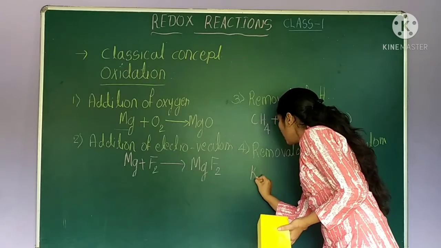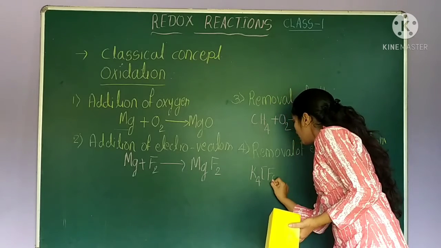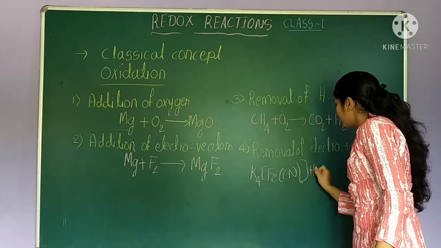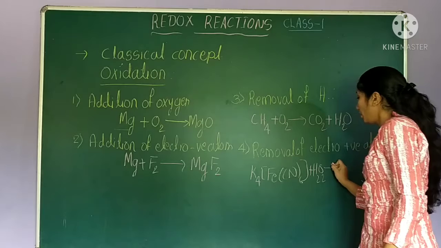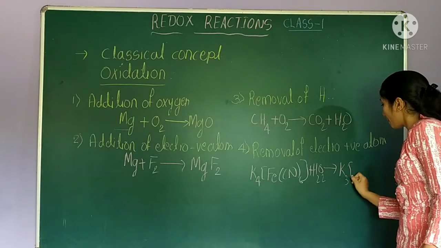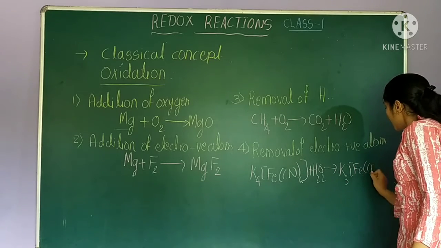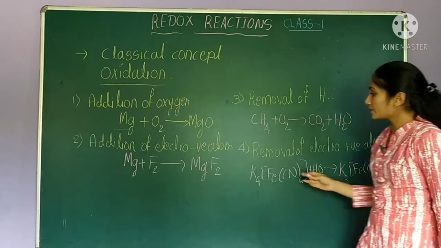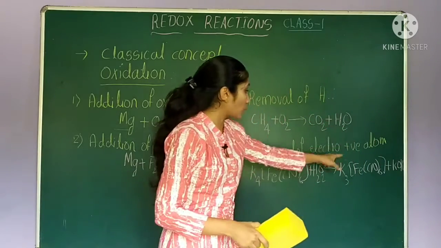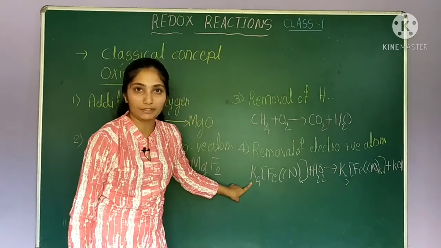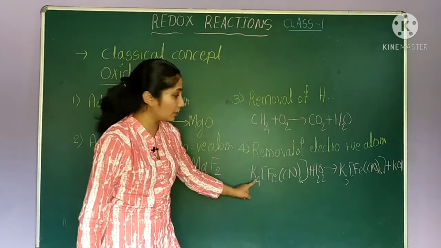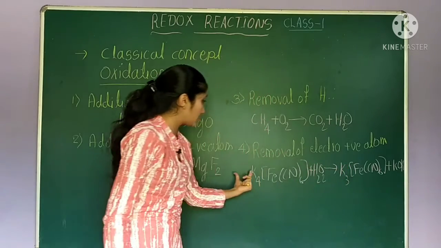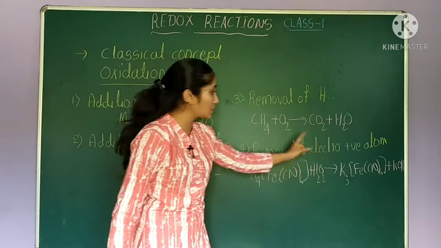Example is K4Fe(CN)6, that is potassium ferrocyanide. When it reacts with H2O2, it will form K3Fe(CN)6 plus KOH. So this is removal of electropositive atom. Here potassium is the electropositive atom. There are 4 potassium on the reactant side, but on the product side there are only 3 potassium. So removal of electropositive atom is also oxidation.